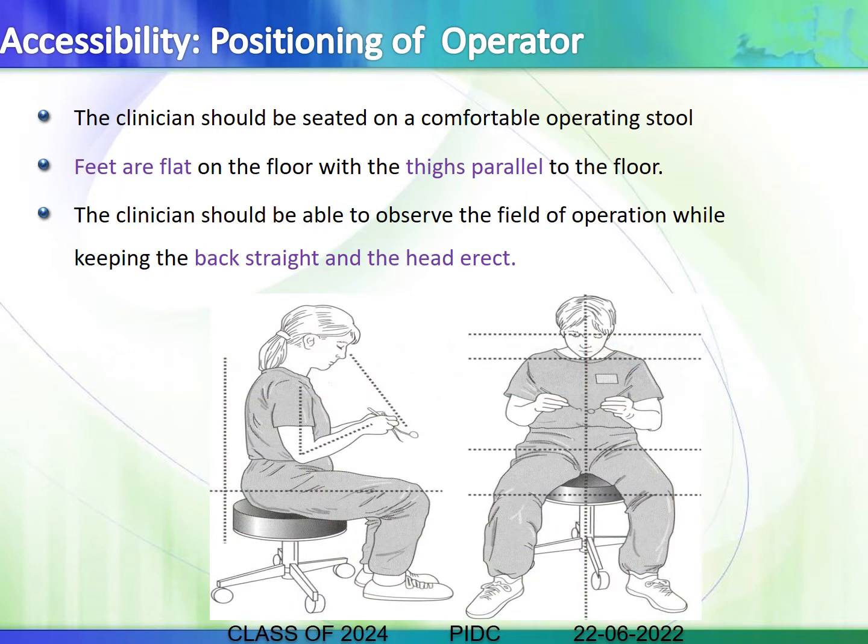So coming on to accessibility, the clinician should be seated in a comfortable position. The feet are flat on the floor with the thighs parallel to the floor. The clinician should be able to observe the field of operation while keeping the back straight and the head erect.